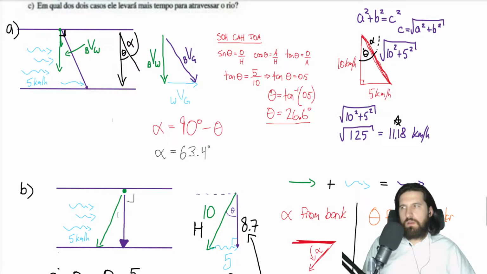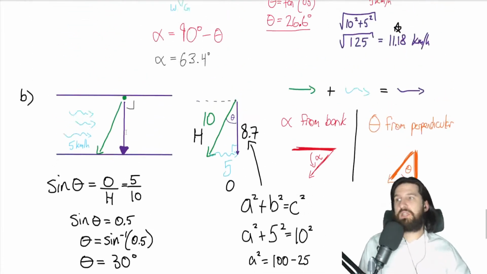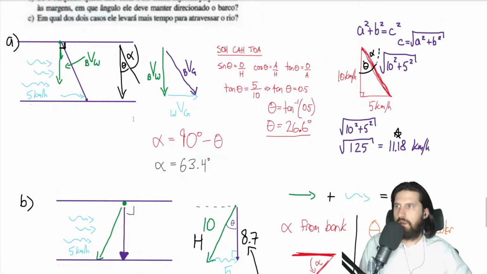The faster one is C because it's all things, right? Wait a second. C wasn't a scenario. C is the question, which one's faster? So there's only A and B, right? Okay, so it's B. Why?